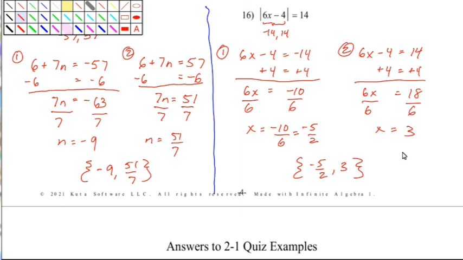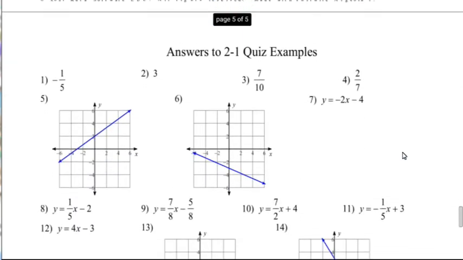And that's it for these problems. The answers are at the bottom, as usual. You can check your solutions as you go.